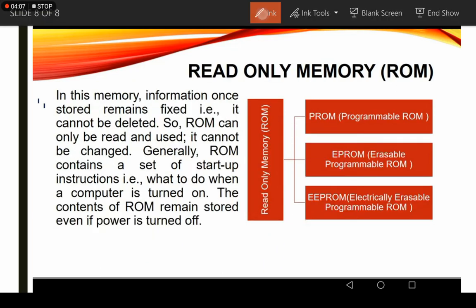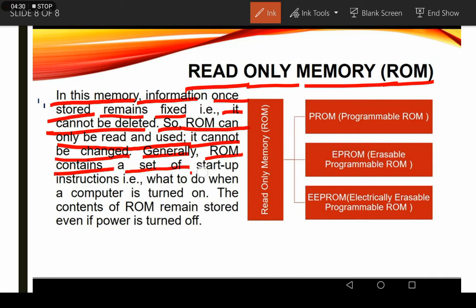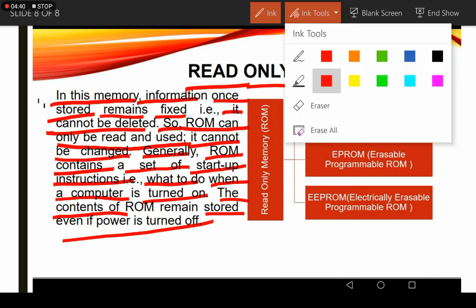The second memory is read only memory, which is ROM. ROM stands for read only memory. In this memory, information once stored remains fixed. It cannot be deleted. So ROM can only be read and used. It cannot be changed. Generally, ROM contains a set of startup instructions, what to do when a computer is turned on. The content of ROM remains stored even if power is turned off.